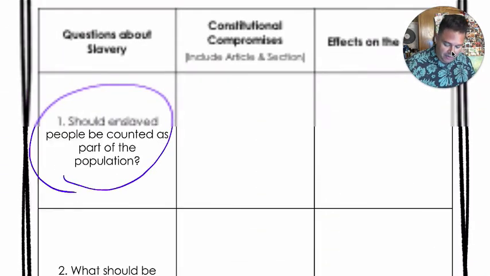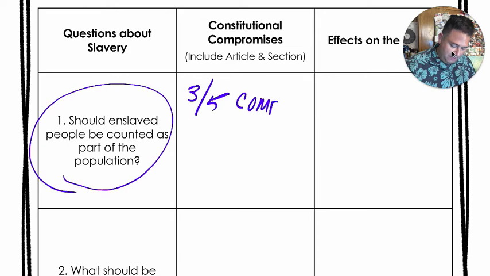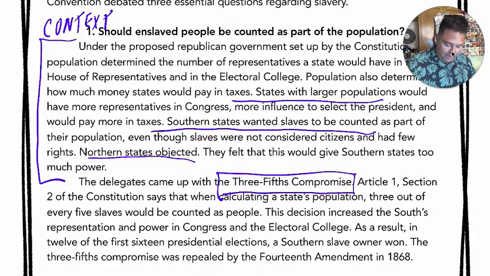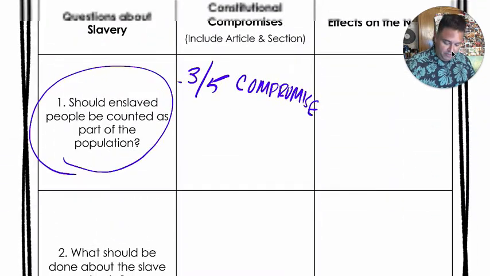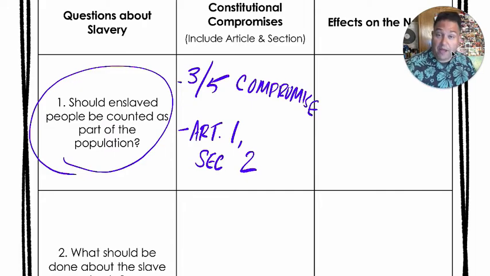So up here, what was the constitutional compromise? It was the 3/5 compromise, right? And then it's just asking, include the article and section. So again, looking at the reading, that article and section is Article 1, Section 2. So I'll just go back here, and I will just say Article 1, Section 2. There we go. And then what effect did this have on the nation?